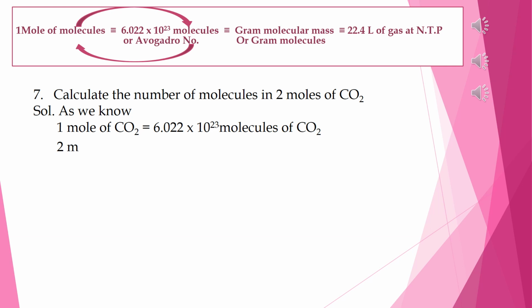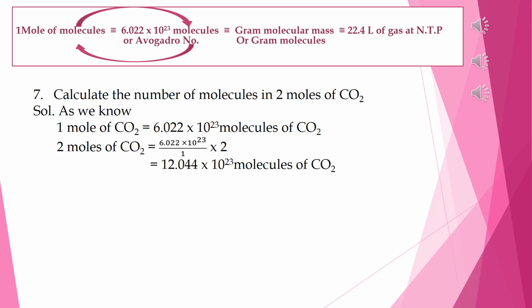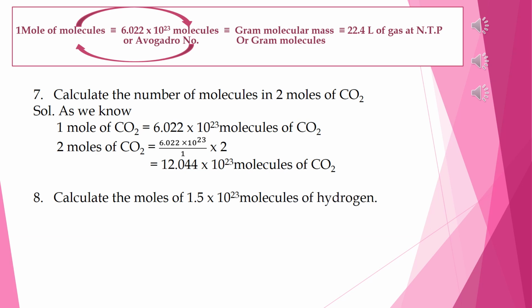So 2 moles of carbon dioxide is equal to 6.022 × 10^23 divided by 1, multiplied by 2. That comes out to be 12.044 × 10^23 molecules of carbon dioxide. So let's move forward to the 8th numerical, which is the reverse of the above relationship. Calculate the moles of 1.5 × 10^23 molecules of hydrogen.